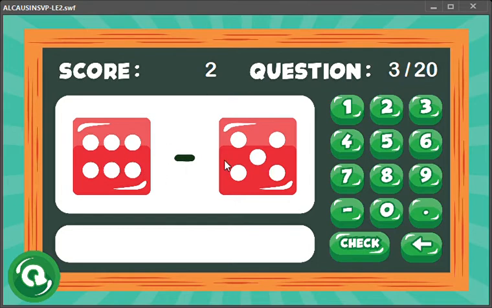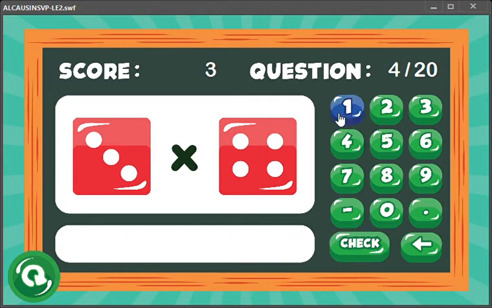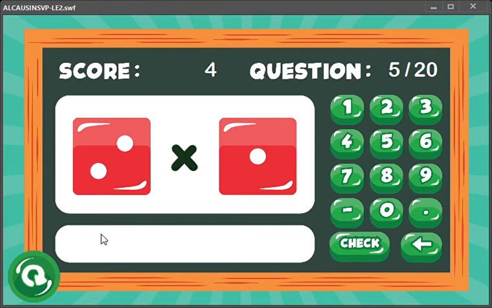So 3 minus 5, that is negative 2. Check, and again, we got it right. And then next, moving on to the fourth question, 4 points after this. So 3 times 4, that is 12. Check. And it is correct again. See, question 5, and our score is now 4. Let's answer until the end, shall we?